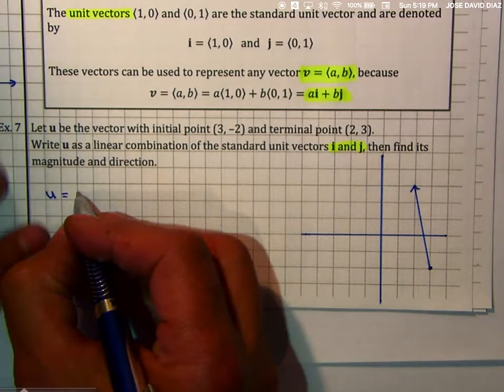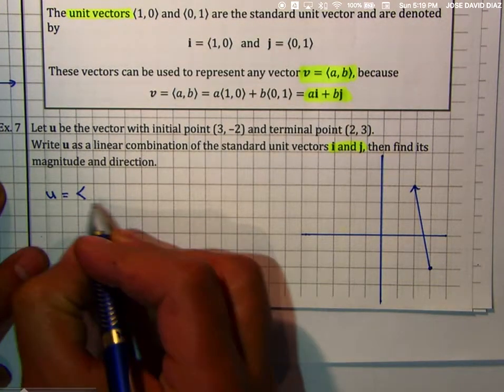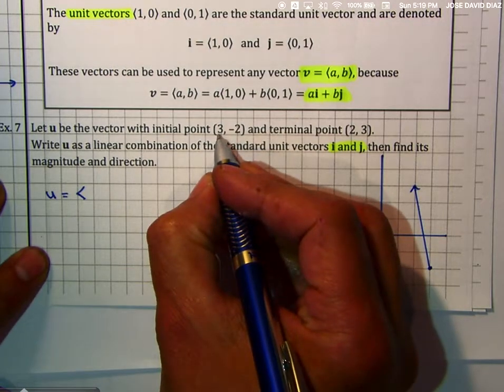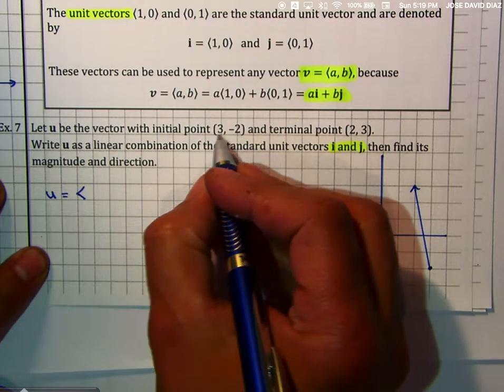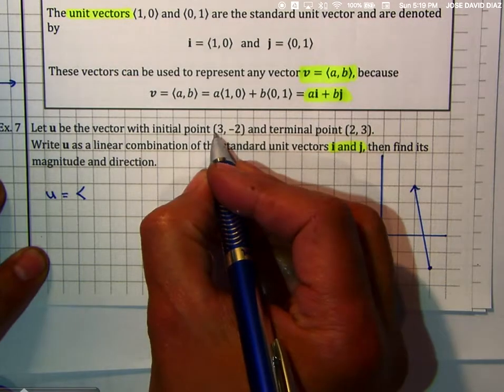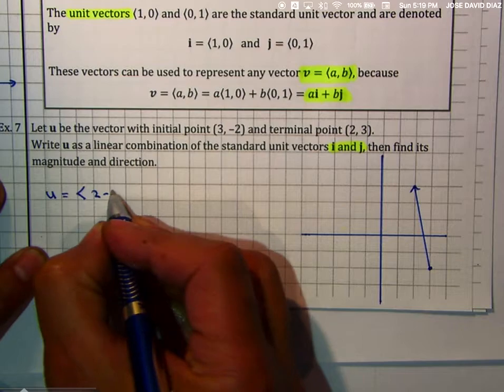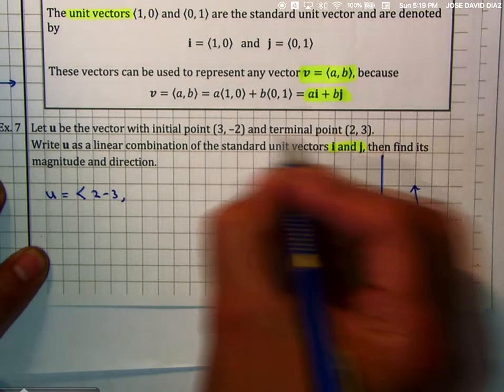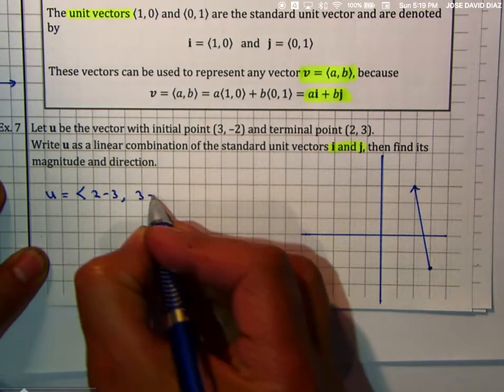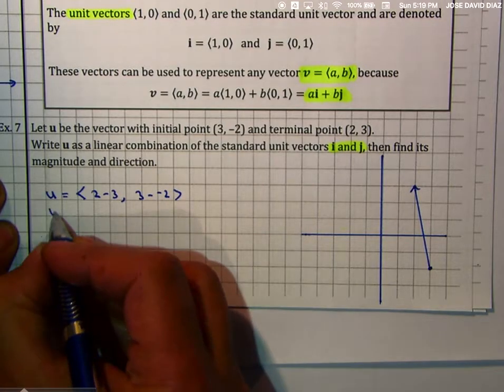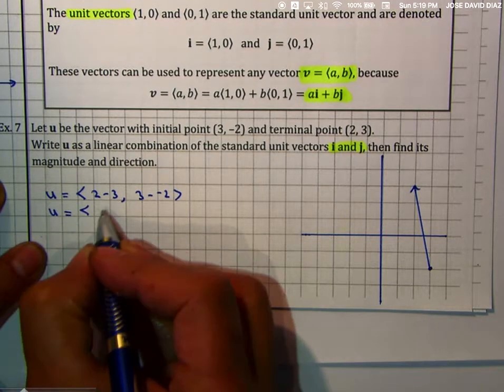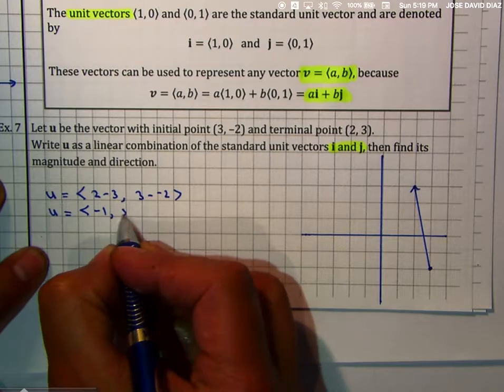So therefore we have the difference of your x's and your y's. Remember to take your terminal minus your initial. So it'll be 2 minus 3, and 3 minus negative 2. So therefore, we used to write down your vector as <-1, 5>.